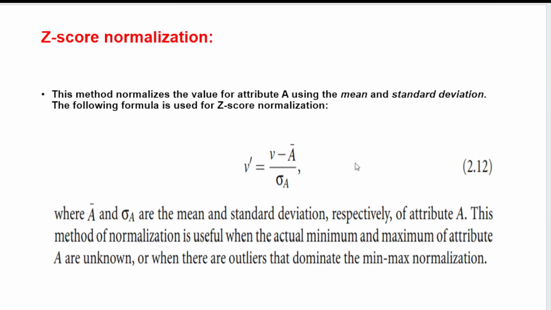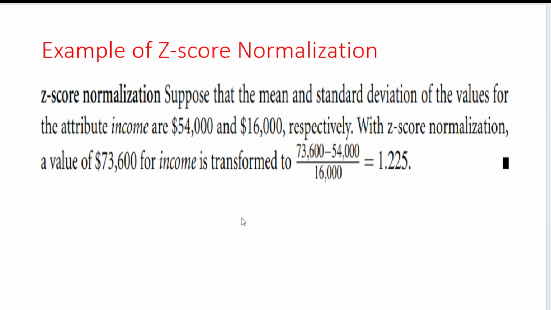Next one is the z-score normalization. Z-score normalization normalizes the value with the help of the mean and the standard deviation. If you have the mean and the standard deviation values, then I can go for the z-score normalization technique. See what is this V bar? V bar is equal to V minus A bar by sigma A, where A bar is the mean value and sigma A is the standard deviation value here. If these two values are there, easily you can go for the z-score normalization technique.